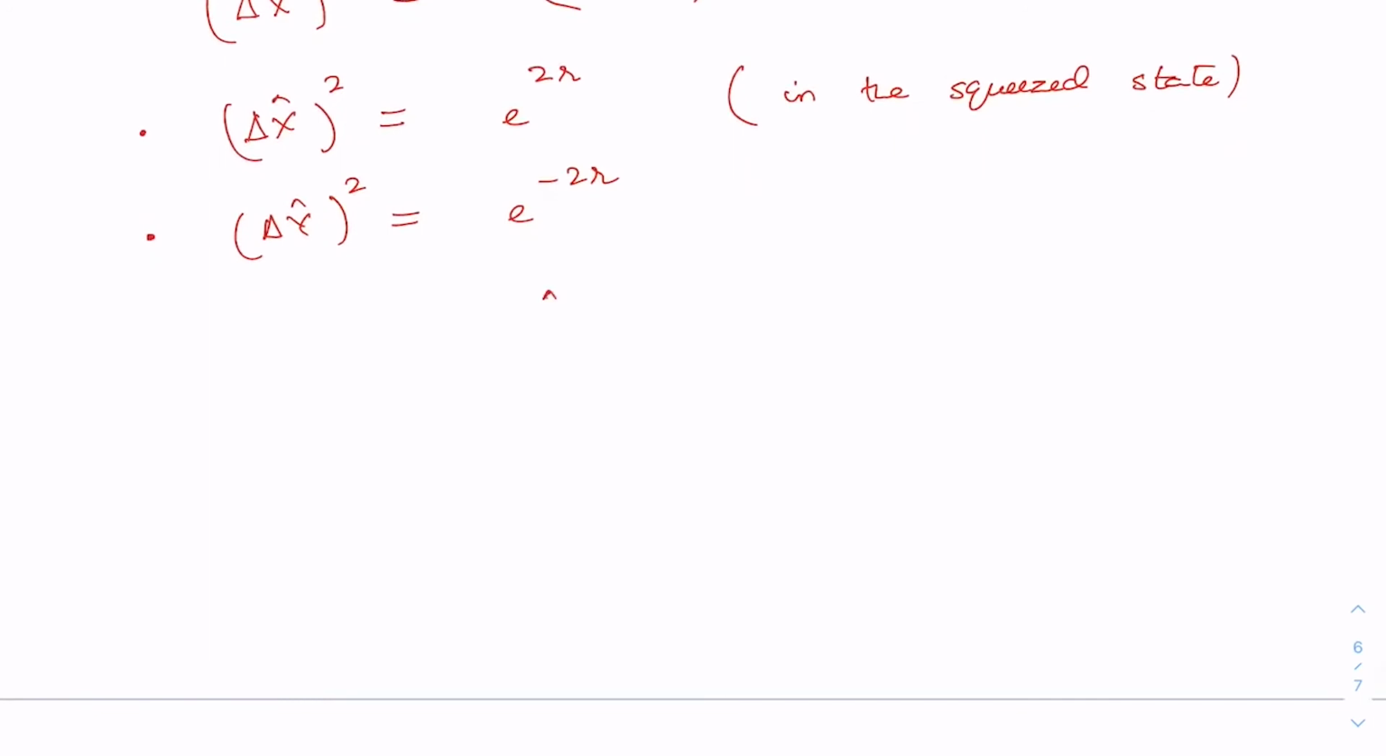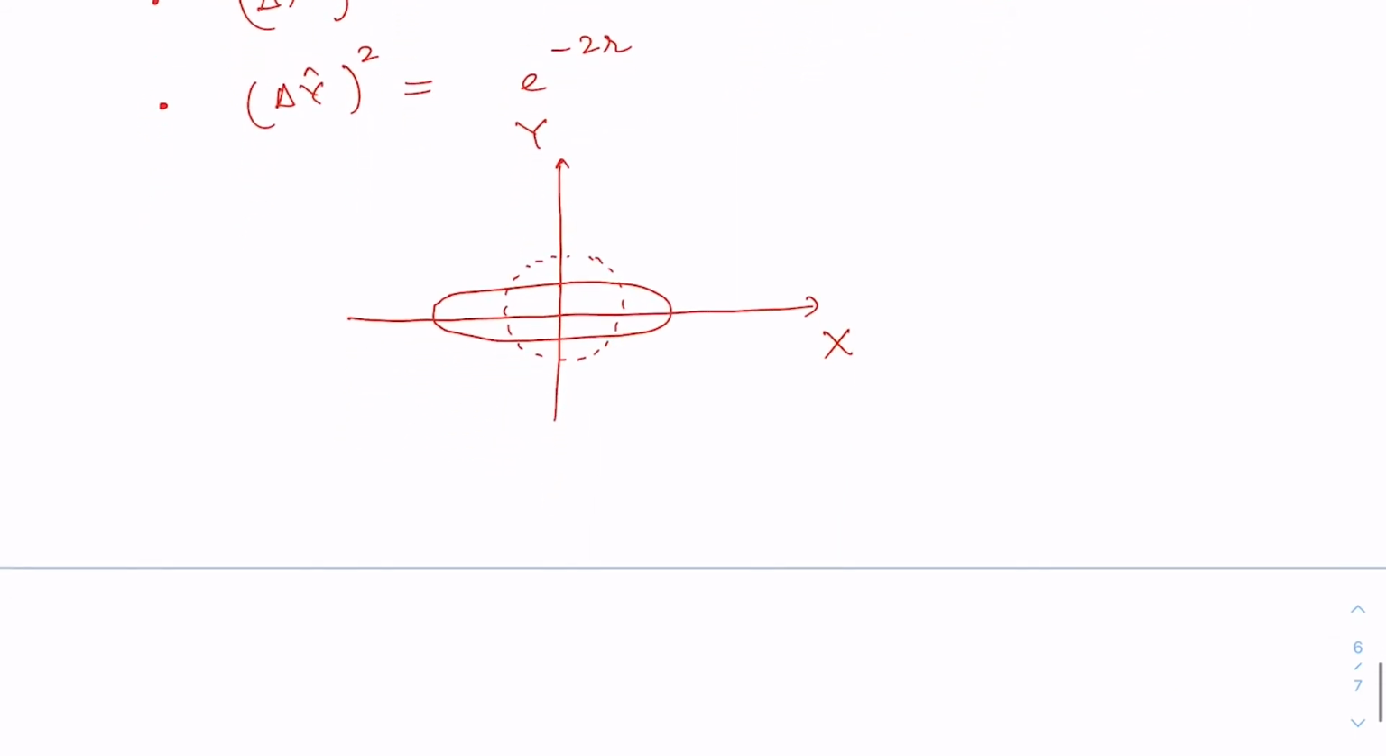We can represent this graphically in phase space. This is my x-axis and this is my y-axis. Initially I had my vacuum state like this. Now after squeezing, the quadrature in x is getting increased, so this is what I get here, and y is decreasing. So the y quadrature is getting squeezed and the x quadrature is getting amplified. This is what we mean by squeezed vacuum state.